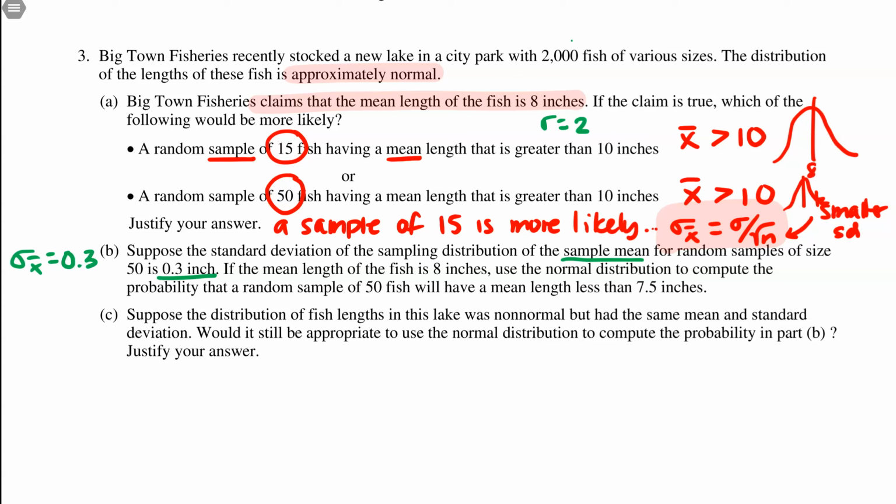If the mean length is 8 inches, use the normal distribution to compute the probability that a random sample will have a mean length less than 7.5. So we know we're dealing with normal. We're looking for a probability. So I'm going to draw myself a cute curve.